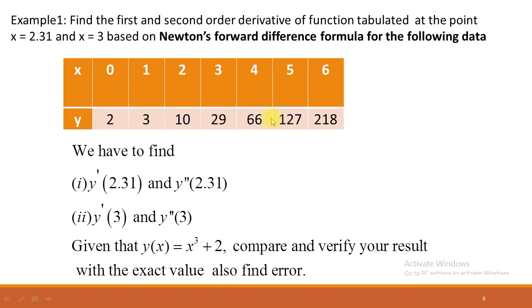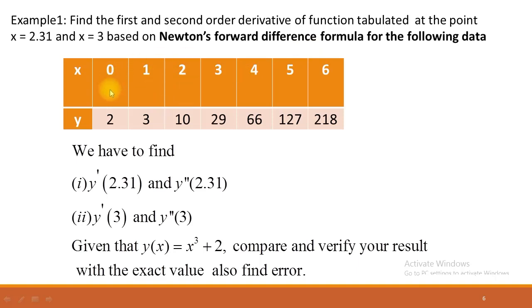Now let's move on to an example. To find the first and second order derivative of a function tabulated, at the points x is equal to 2.31 and x is equal to 3, on the basis of Newton forward difference interpolation formula. This is the given data.